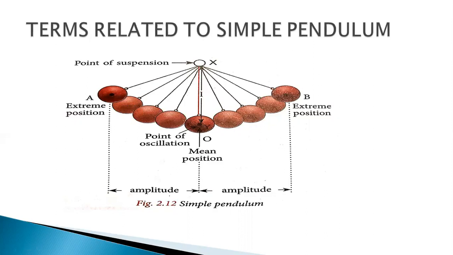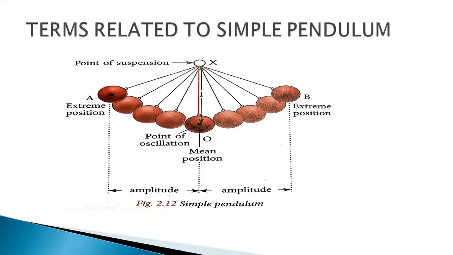Next one is time period. So what is time period? The time taken by a pendulum to complete one oscillation. From where does one oscillation start? Say along with me: O to A, from mean position to extreme, again extreme to mean, again mean to another extreme position, that is B, again B to O. So one oscillation has completed. Whatever time it has taken to complete one oscillation is known as the time period of the pendulum.